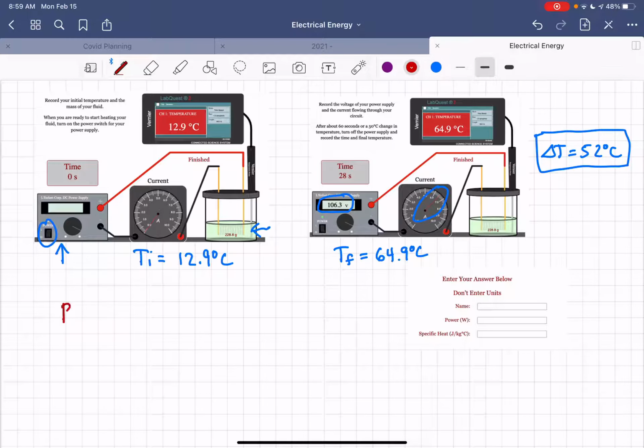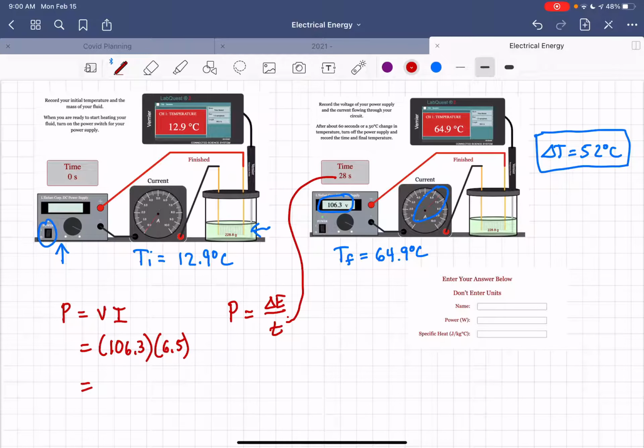Next, I take my voltage and my current and I multiply them and get my power. This is a much larger voltage than we've been working with and a much larger current than we've been working with. Mine looks like it's about 6.5. So I get my power. I plug my power into my energy over time equation. I had my power supply on for 28 seconds. So I take the power and the time and I get my change in energy. That change in energy is warming up my fluid.